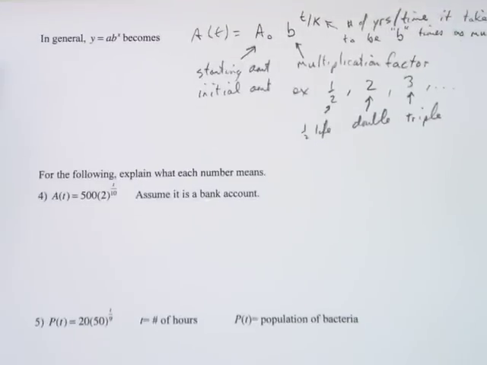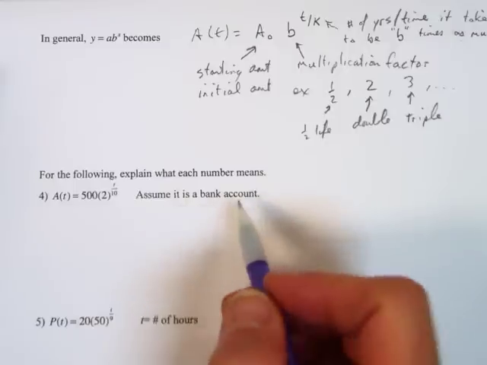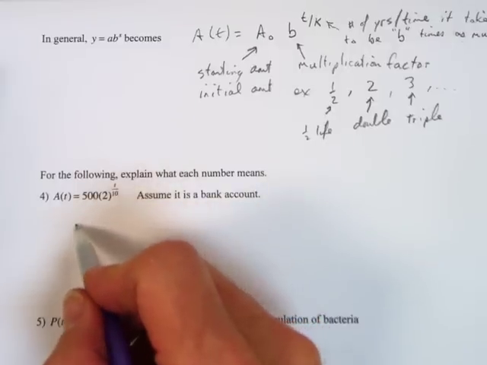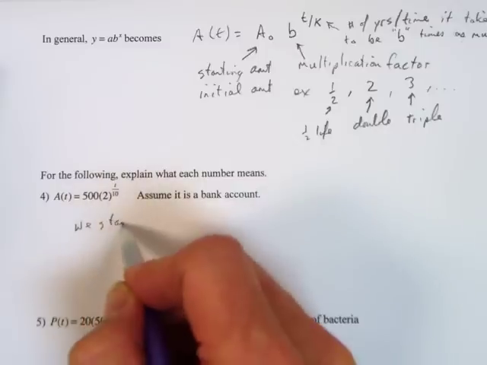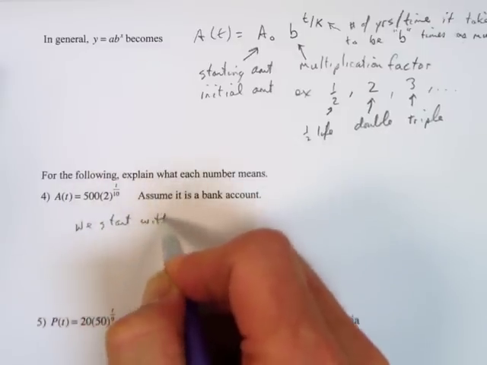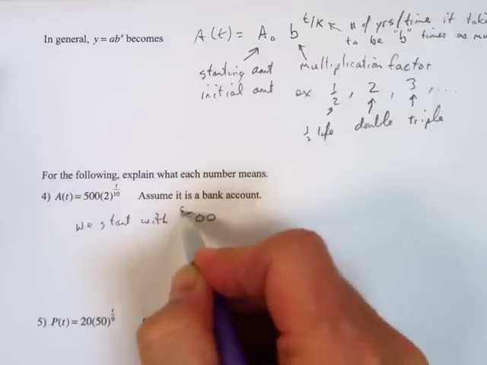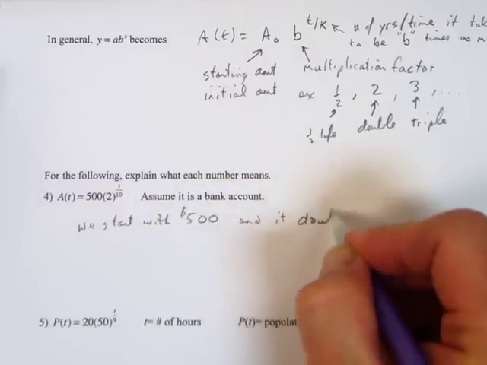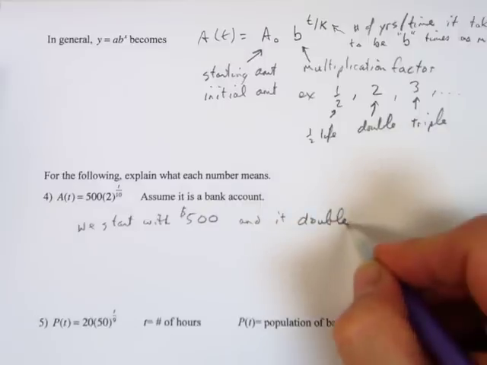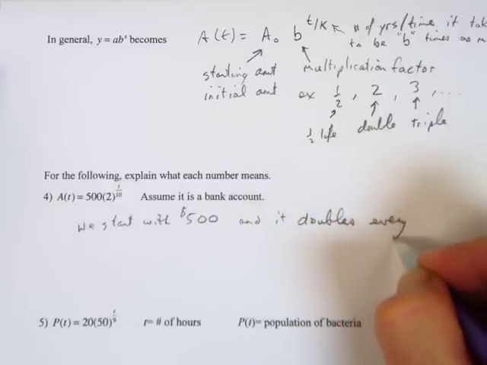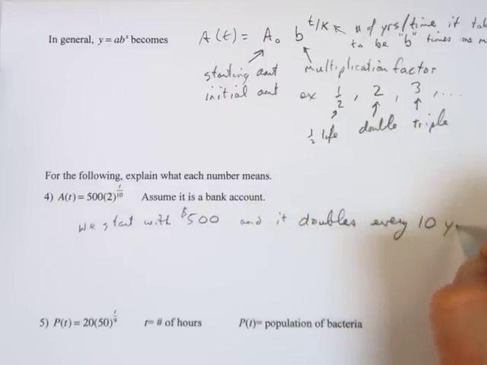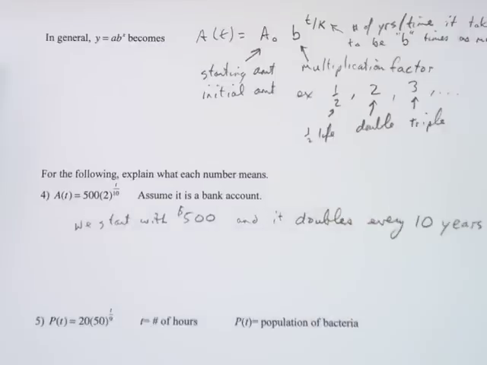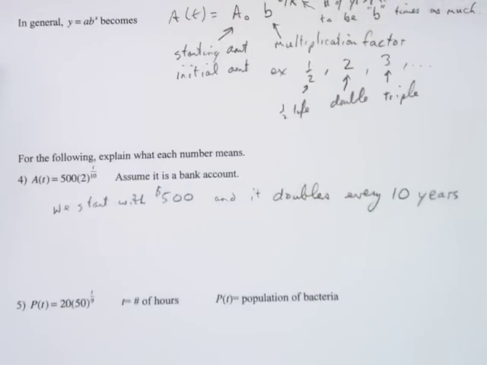So for the following example, explain what each number means. Assume this is a bank account. So here it says we start with how much money is in the bank? $500. And it doubles every 10 years in this case. It wouldn't make sense to have hours.